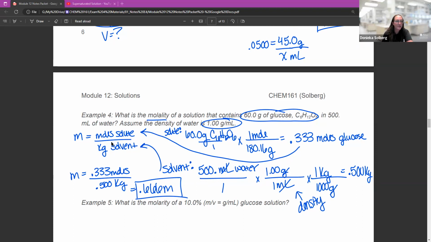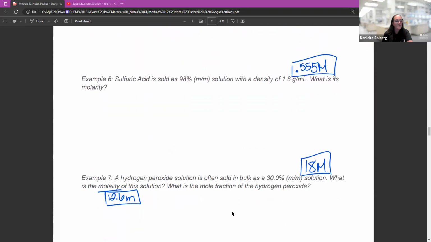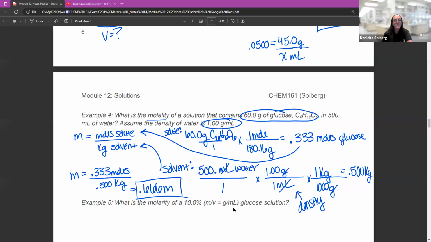So I could plug that into my kilograms of solvent. Do my math, I get 0.666. So let's put an extra 1 on there, 0.6667 molality. Okay, so try example number 5 and 6 and 7. Now 5, 6, and 7 are very application based. So try to do these, see if you can do the conversions, and then I will quickly walk through the answers and how I got there.